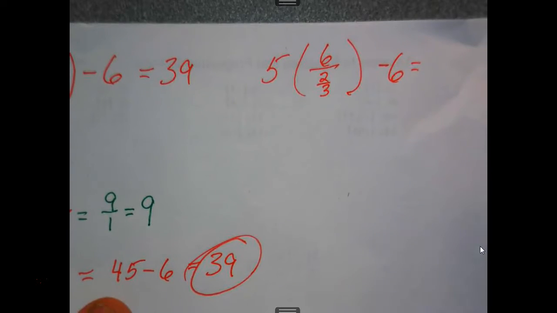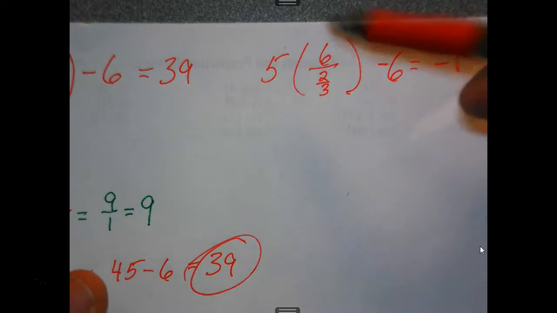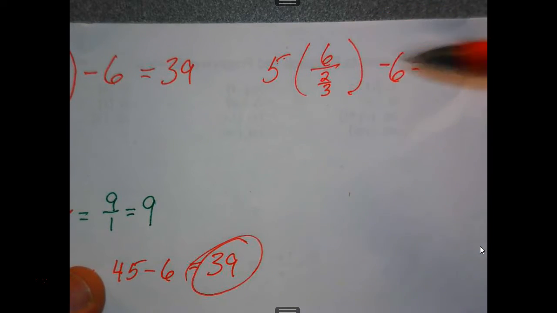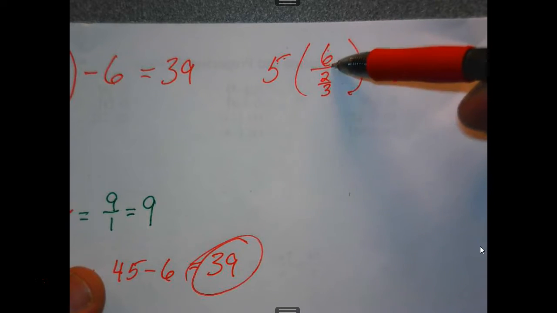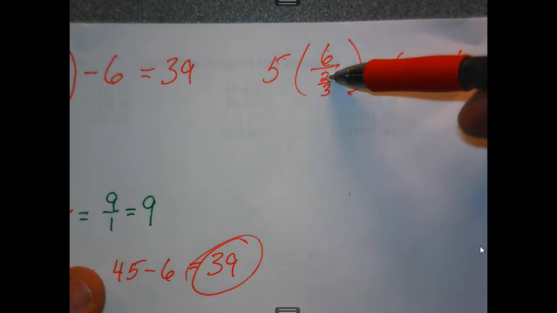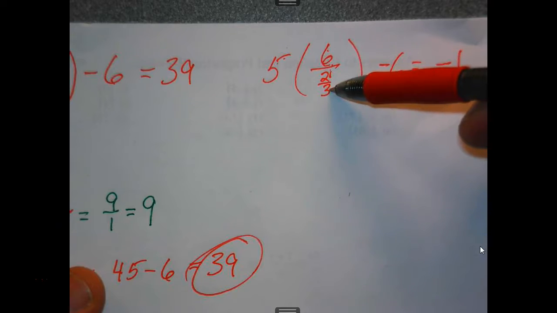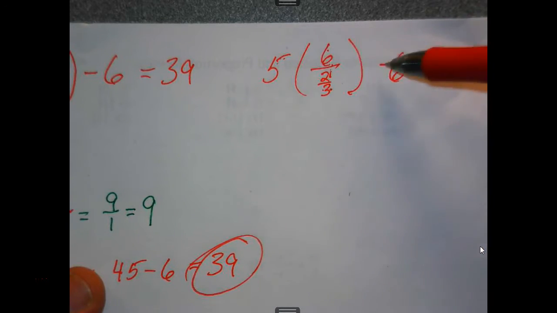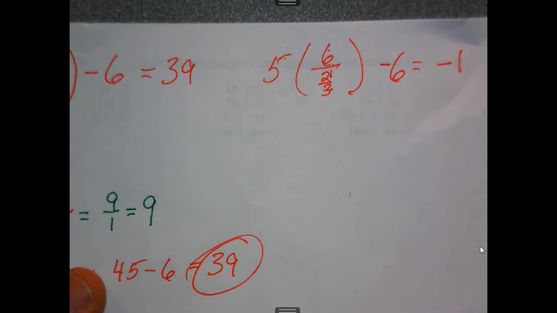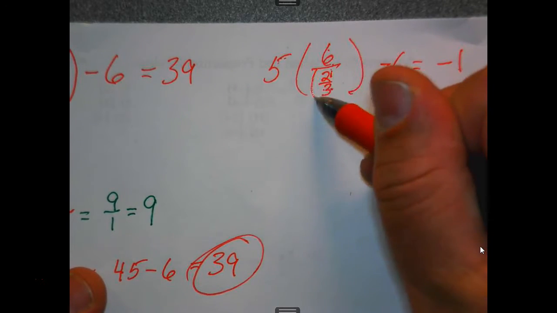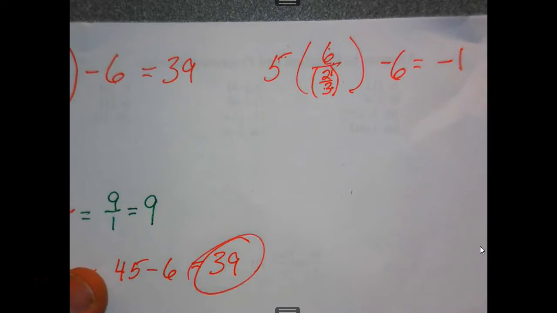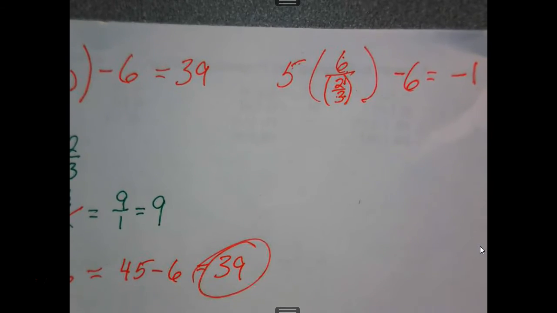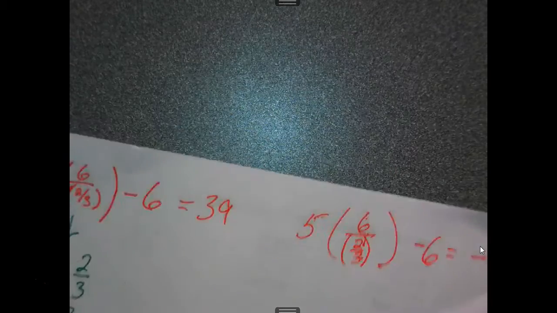You should get -1, right? Because what you're doing is that whole PEMDAS thing in order. Okay, parentheses first. 6 divided by 2 is 3, and 3 divided by 3 is 1. 1 times 5 is 5. 5 minus 6 is -1. So without those parentheses, you're going to get the wrong answer. So be careful.